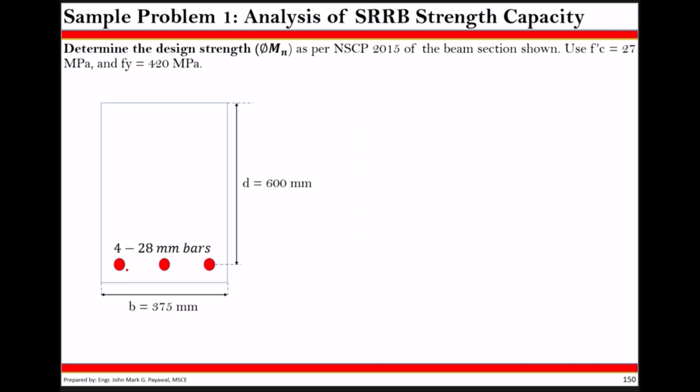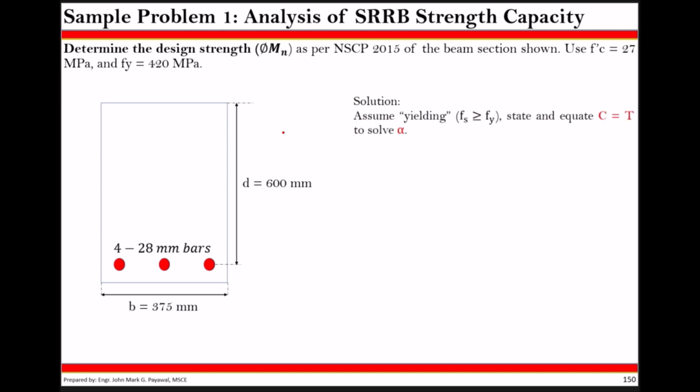Here, even though you are seeing 3 steel bars, that's just for presentation purposes. But we are particular that the reinforcement is four 28 mm bars. So how can we solve analysis under USD of a singly reinforced rectangular beam? The solution that we would follow would be, step 1.